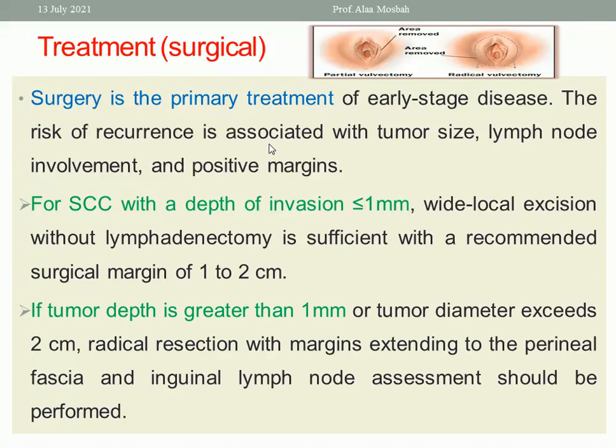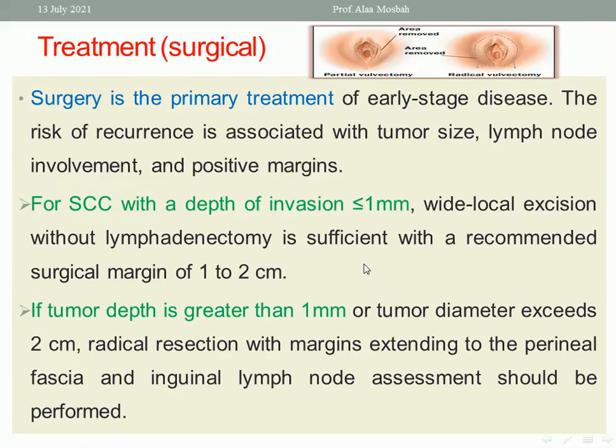So the surgery is the primary treatment of early stage disease. The risk of recurrence is associated with the tumor size, lymph node involvement, and positive margin. For squamous cell carcinoma with depth of invasion less than 1 millimeter, wide local excision without lymphadenectomy is sufficient. So you are doing conservative surgery. We are not in need of more radical surgery, okay? For many reasons: to decrease the morbidity, for cosmetic reasons, for helping the repair of the wound. So from different points of view, this wide local excision may be the best surgery to be done in this case, with less than or equal to 1 millimeter invasion.